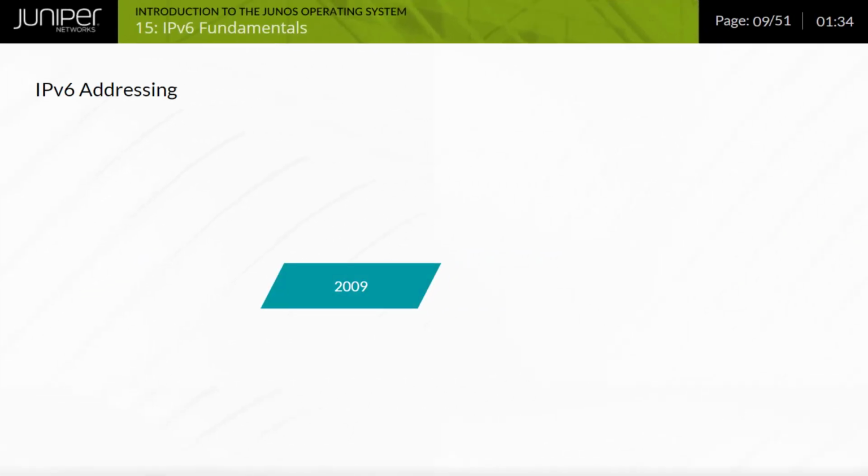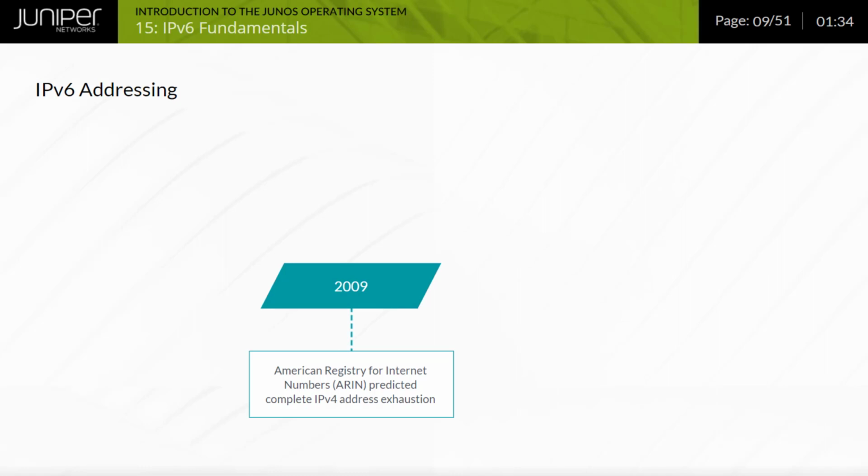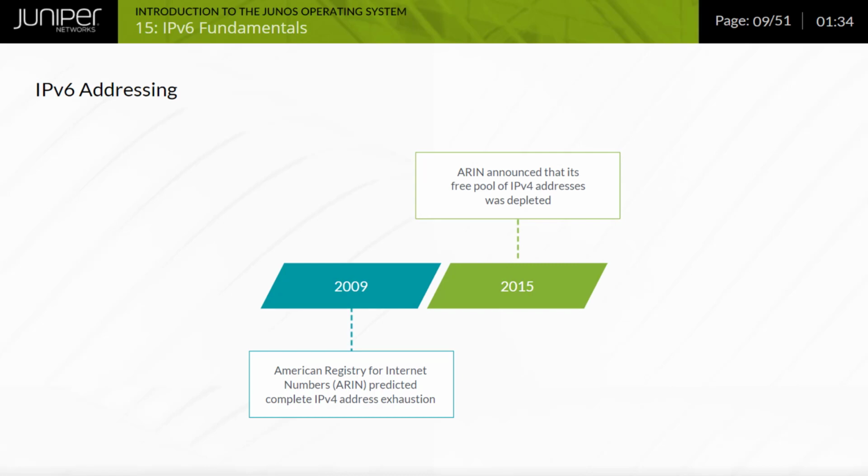In April 2009, the American Registry for Internet Numbers, or ARIN, sent a letter predicting complete IPv4 address exhaustion by 2011 and warned all organizations to begin planning for IPv6 adoption. Other regional Internet registries, or RIRs, made similar predictions. The ARIN announced on September 24, 2015, that its free pool of IPv4 addresses was depleted.